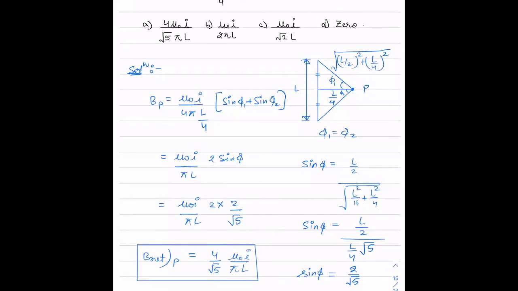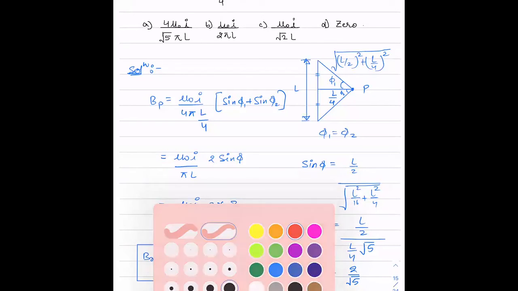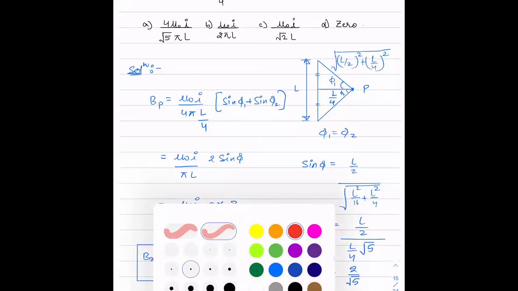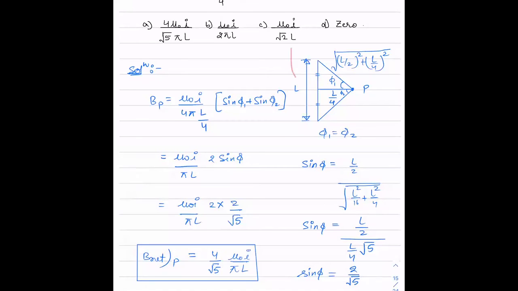This is the answer. Option A. Option A is correct answer for this. So this is the figure, this portion, this portion. See, geometry, you have to keep your geometry good.